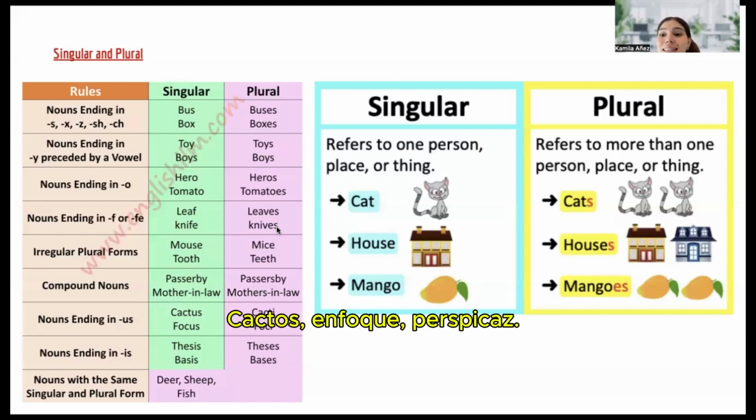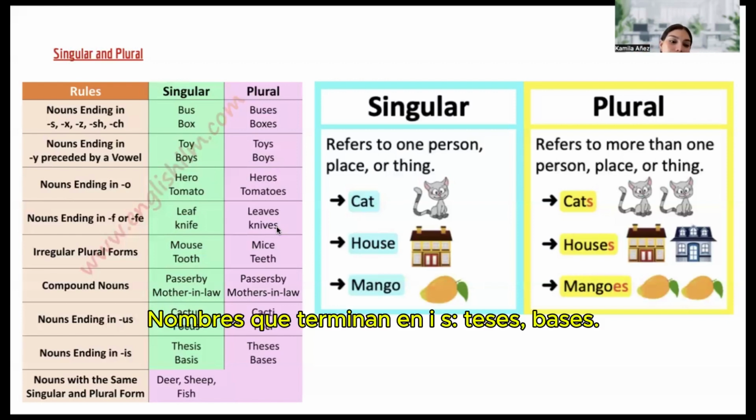All right. Nouns ending in US: cactus, cacti; focus, foci. Right? Nouns ending in IS: crisis, crises; basis, bases.